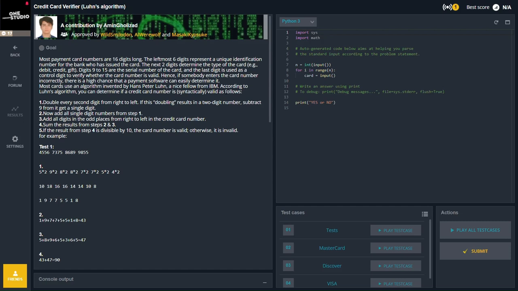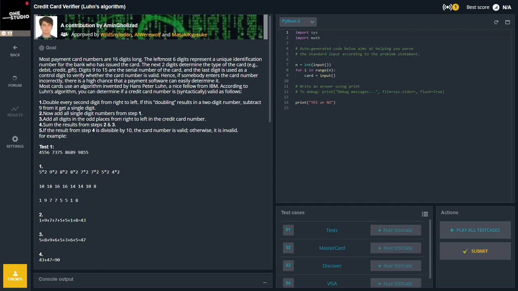According to Luhn's algorithm, you can determine if a credit card number is valid as follows. 1. Double every second digit from right to left. If this doubling results in a 2-digit number, subtract 9 from it to get a single digit. 2. Now add all single digit numbers from step 1.